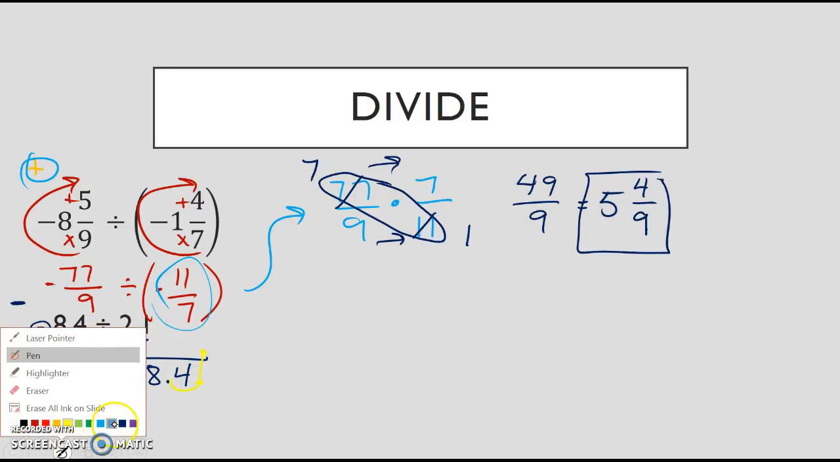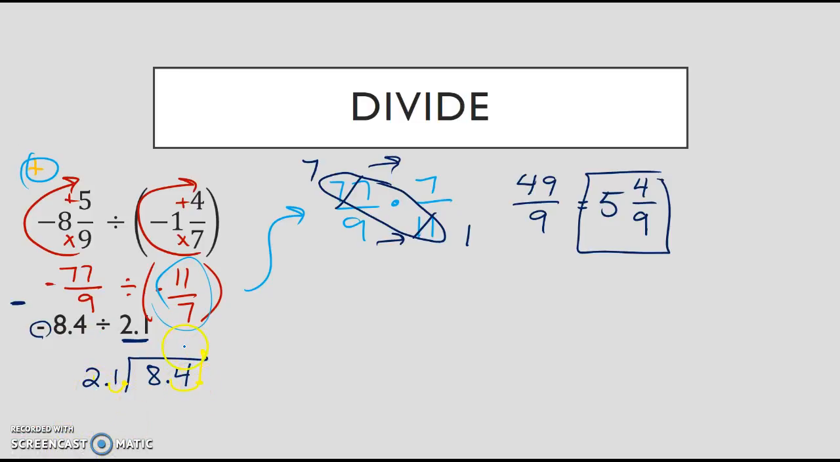And so we have to figure out now how many times can 21 go into 84. And I say 4 times, so 4 times 1 is 4, 4 times 2 is 8, and we are left with nothing left over. So our answer is negative, since we said it was negative in the beginning, -4.